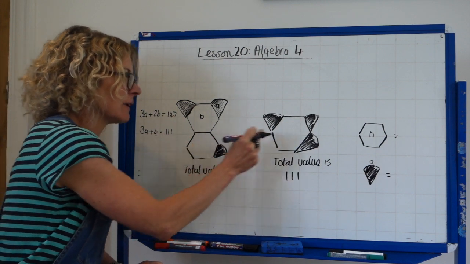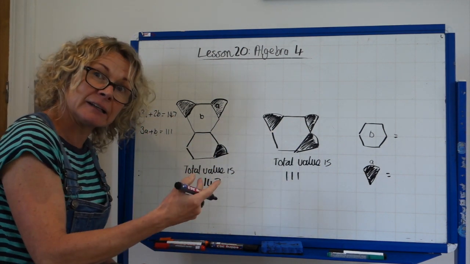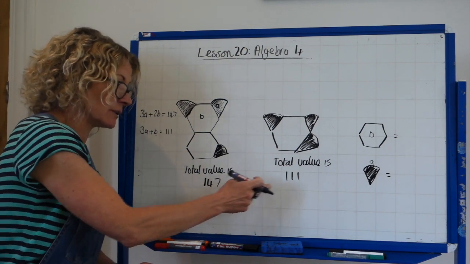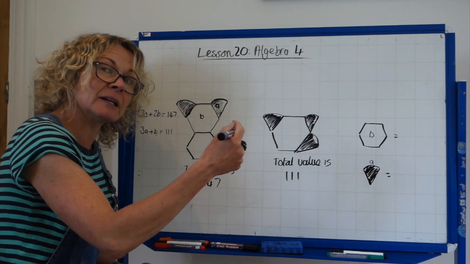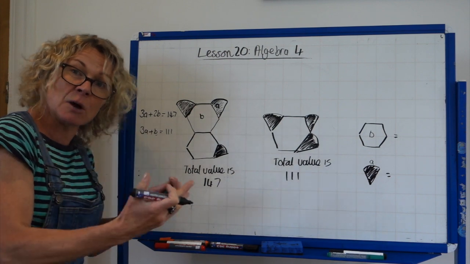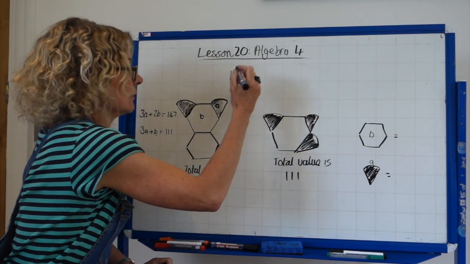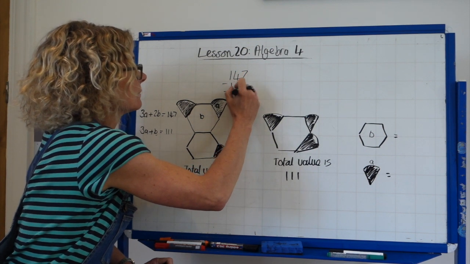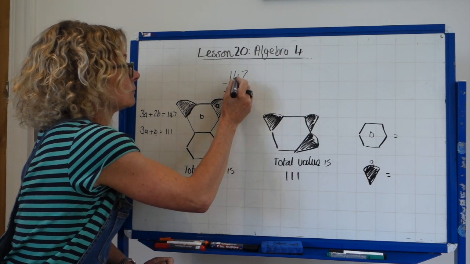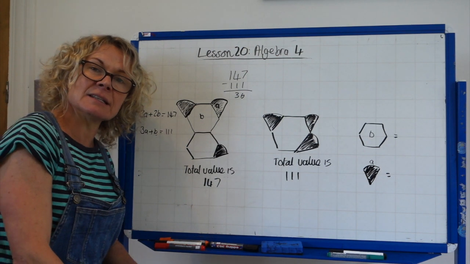So how are we going to find the value of that one hexagon? Find the difference. This is 147, this is this. So if we find the difference, we will find out what B is worth. Let's do it. 147, take away 111. Okay, so 1 from 7 is 6, 1 from 4 is 3. Wow, as easy as that.